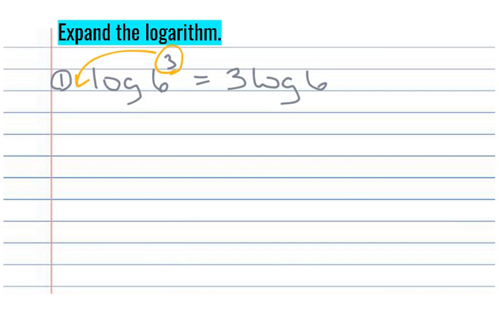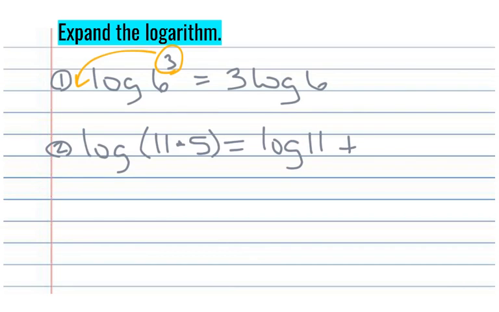Let's try another example. Let's say they gave us log of 11 times 5. They want us to expand this, so they want us to write this as two or more different logs, and in our case it's just going to be two different logs. Because this is that multiplication property, we know that we can expand this and turn it into an addition problem. It would be log of 11 plus log of 5.